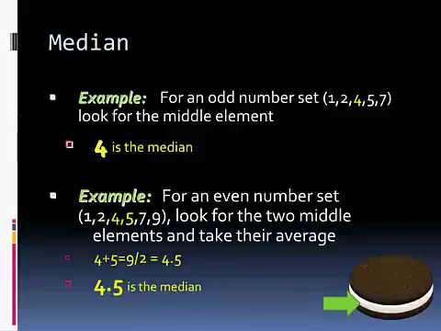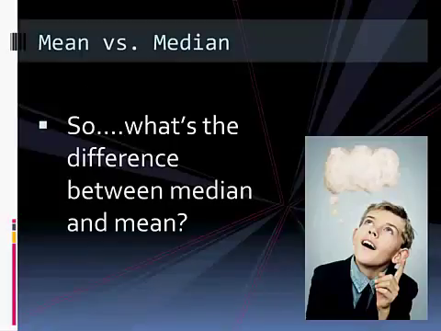What happens though when there's an even set of numbers? Well, you take the two middle numbers, you put them together, and then you find the mean, or the average. So in this case, it would be 4.5. So you might have noticed that there's not much difference between the two, mean and median. So why are we going to look at both of these?